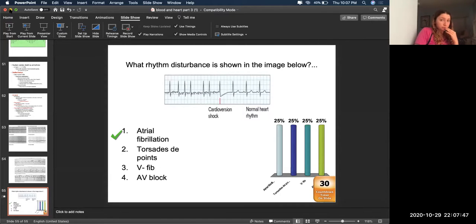So, all right. Well, we finished this set. So do you want to go to the next one, which is the cardiac output? All right.